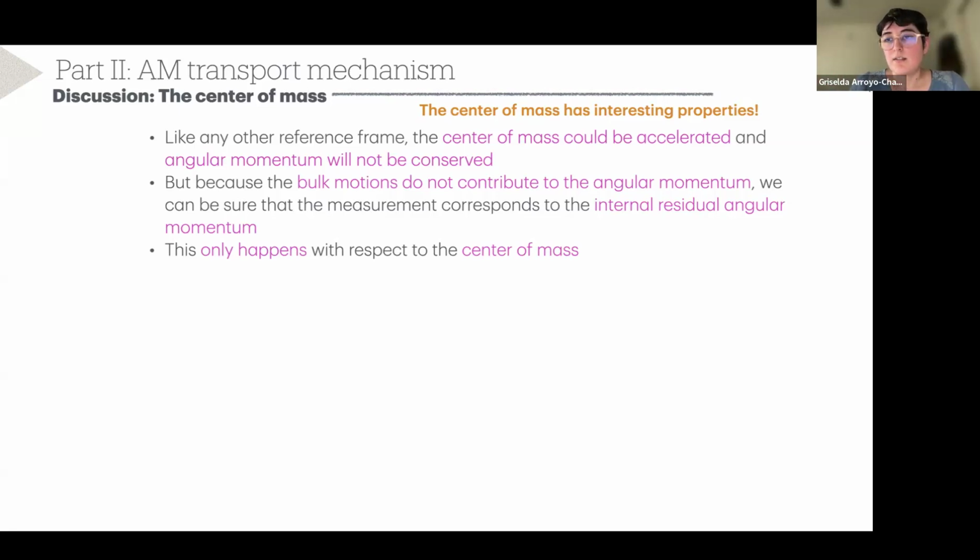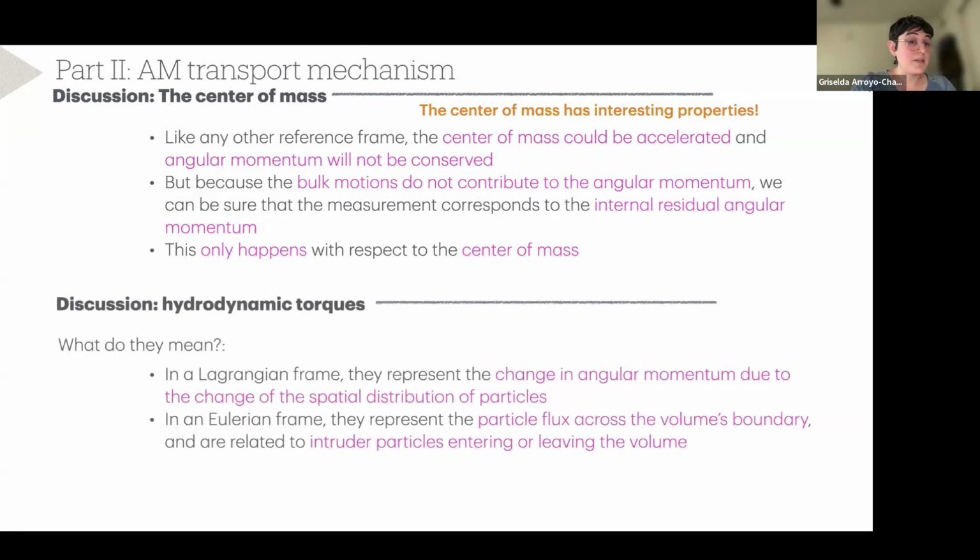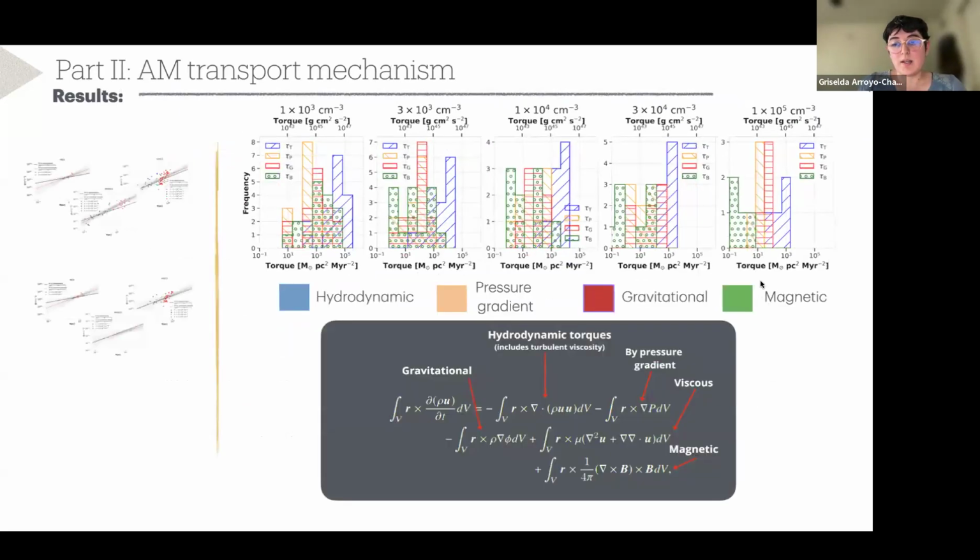So the center of mass has very interesting properties. And about the meaning of the hydrotorque: when I showed you this equation, it is written in Eulerian form. Here we define a fixed volume, even though we're using SPH, which is Lagrangian in nature. This term of the hydrotorque appears explicitly only when you write the equation in the Eulerian form.